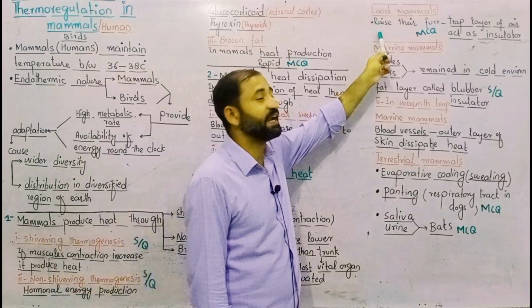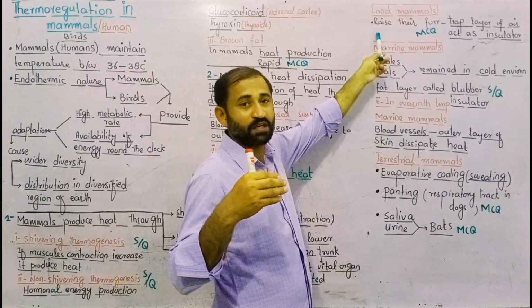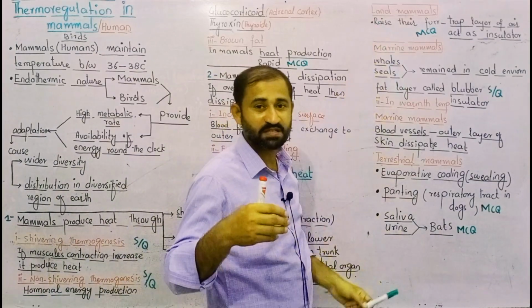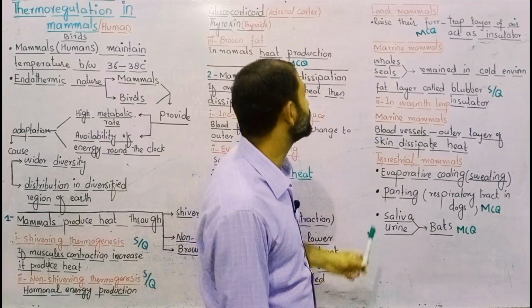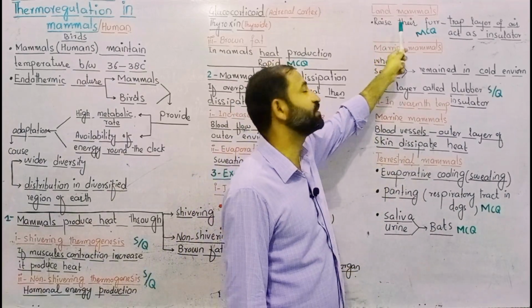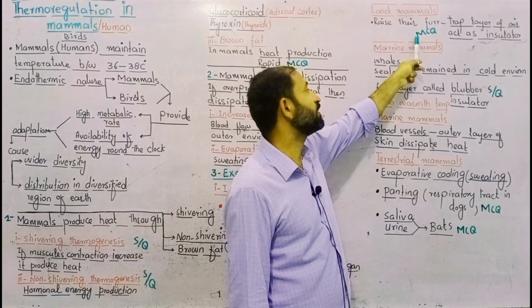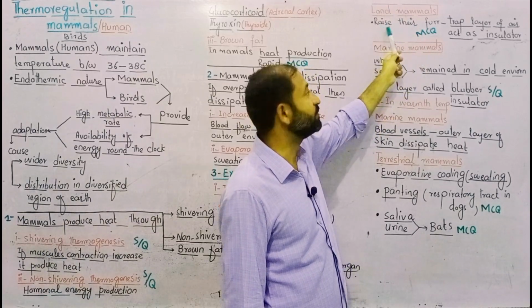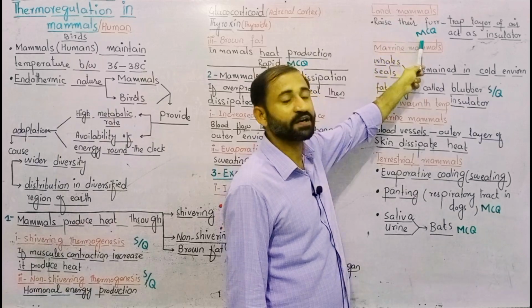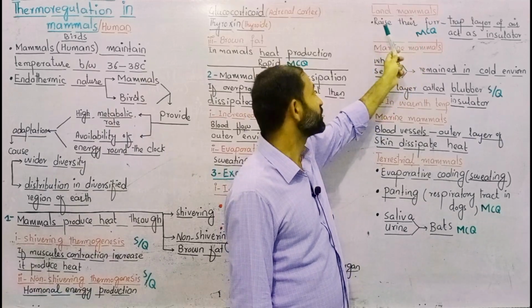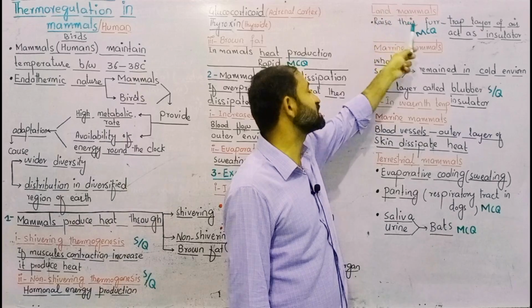And next one is land mammals, that how in cool temperature land mammals regulate their body temperature. They raise their fur. This one is an MCQ, that in which type of mammals it occurs. It occurs in land mammals, that they raise their fur. Mark in your book as an MCQ that the land mammals raise their fur.